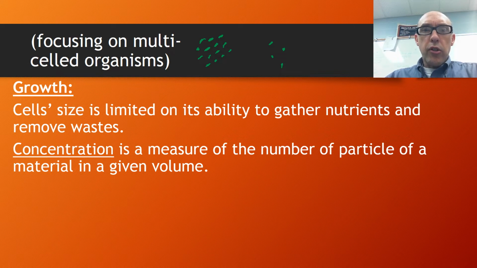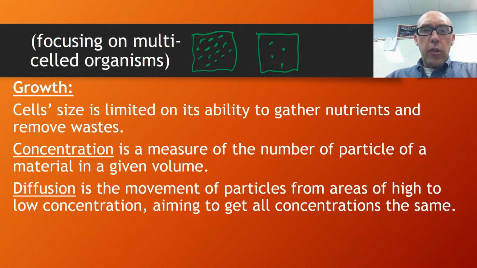So concentration is simply the number of particles in a given volume. So if I draw a box around this, if I make two boxes that are about the same size, the one on the left is much higher concentration than the one on the right. Diffusion is the movement of particles from an area of high concentration to low concentration, and the goal is to spread the particles out so the concentration is pretty much the same everywhere.